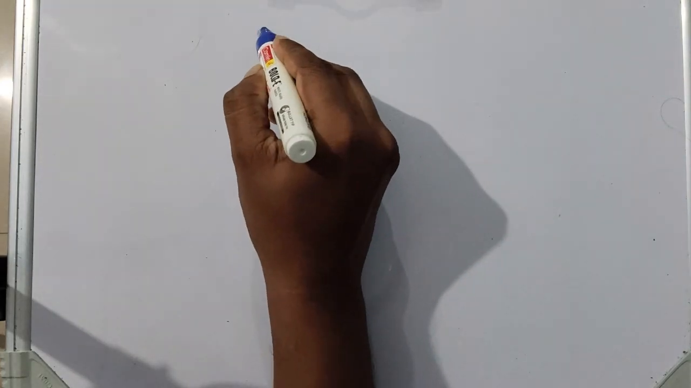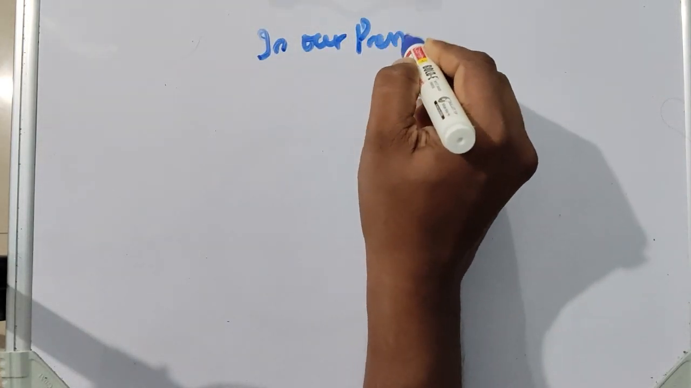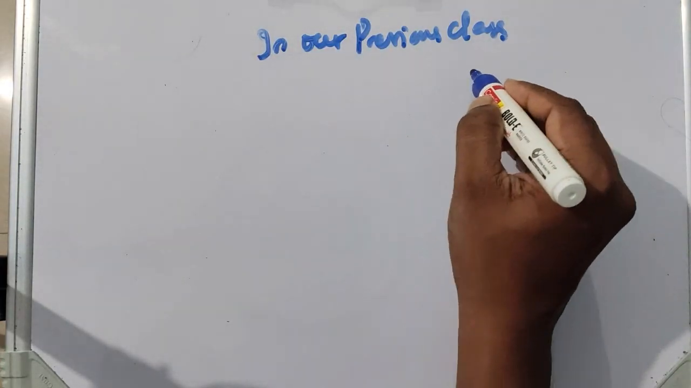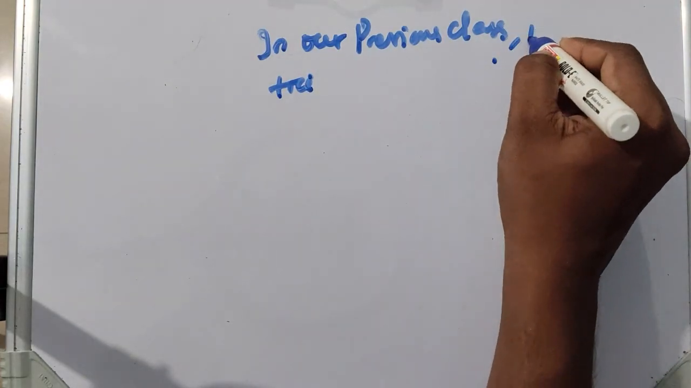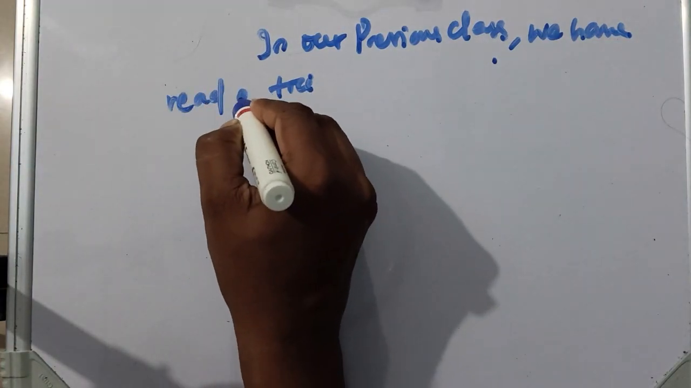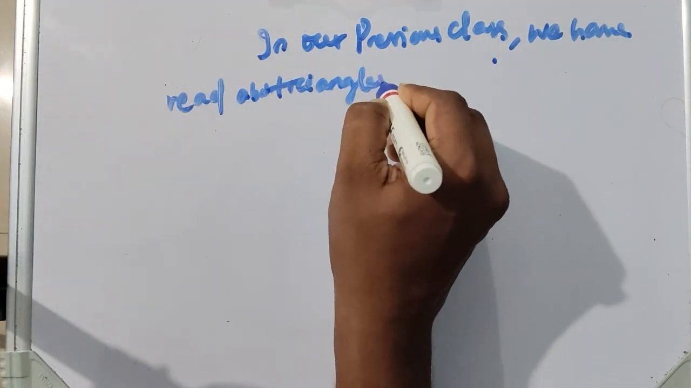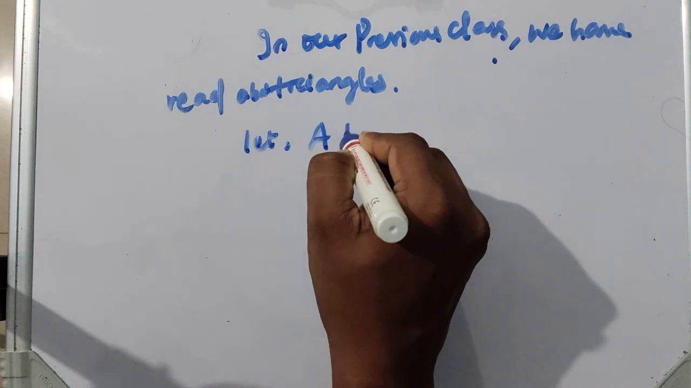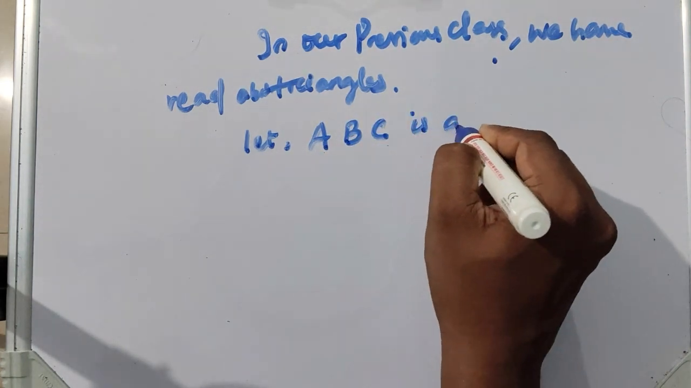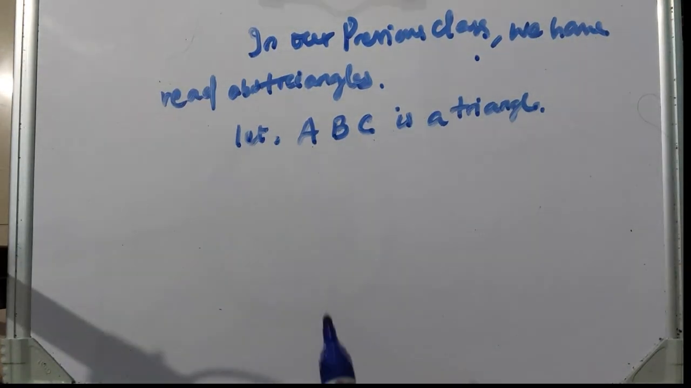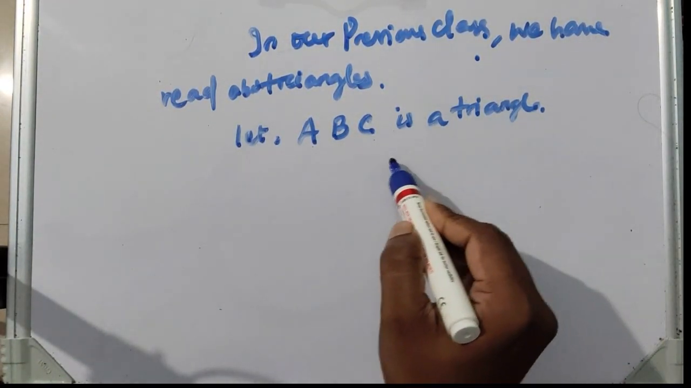In our previous classes, in 10th class, we have already read about triangles. So let ABC be a triangle.